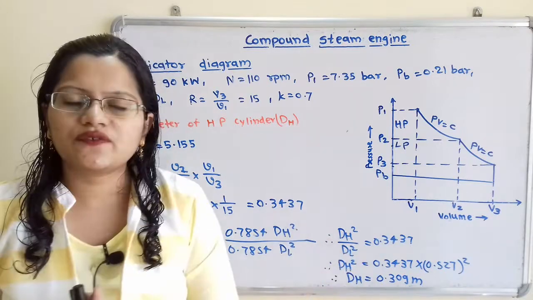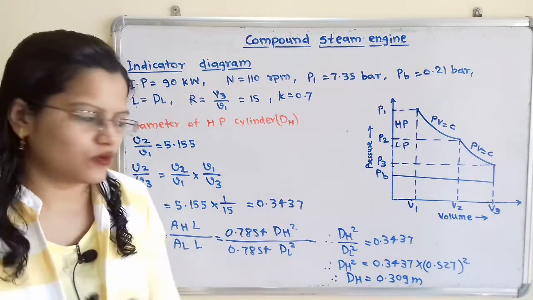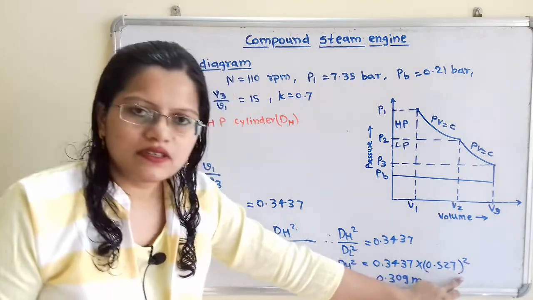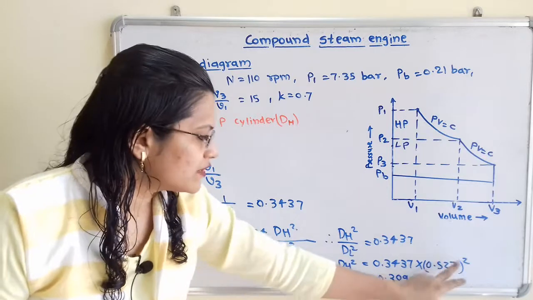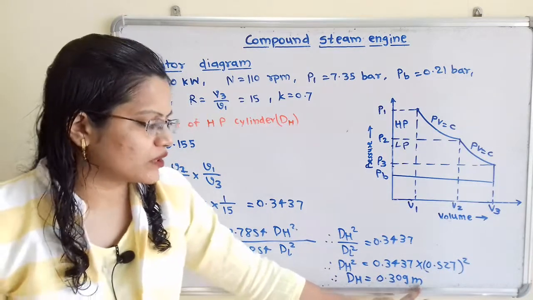Now it is easy for us to calculate dH because dL is already calculated. So 0.527 meter, this is the value of dL we will put here, and we will calculate dH, that is 0.309 meter.